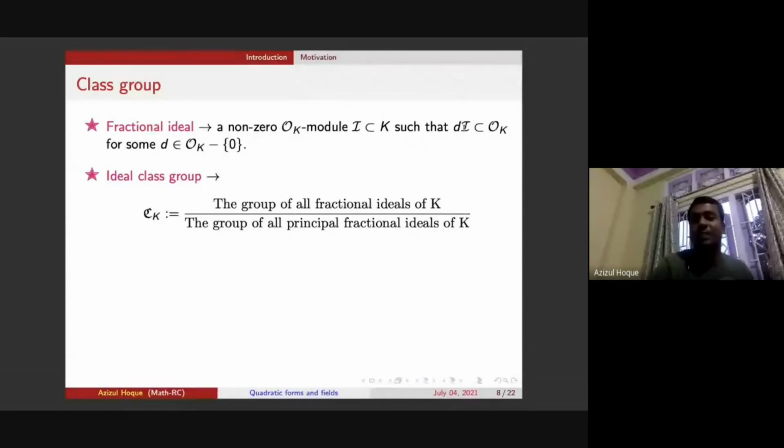For example, consider Z, the ring of integers. In that case, 2Z is an ideal, right? But Z/2, half of Z, is not an ideal. But if you multiply that half of Z by 2, then it becomes an ideal, since it is contained in Z. So 2Z is an ideal, but Z/2 is not an ideal; Z/2 is a fractional ideal.